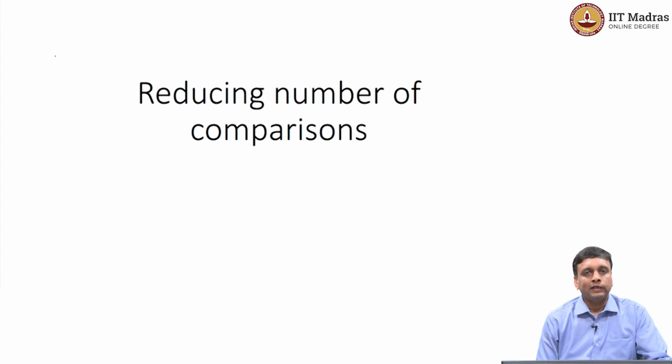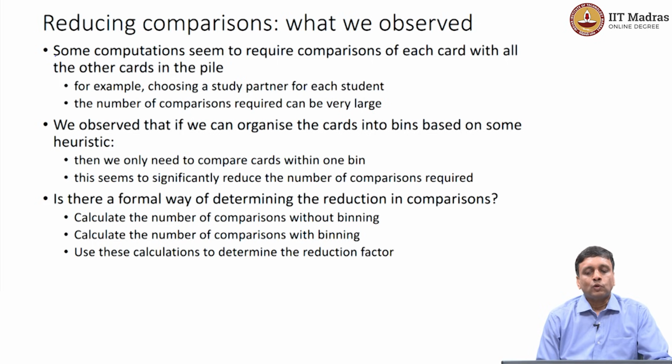So let's try to formally work it out so that there is no confusion about the precise nature of what we have been doing. What we observed is that when we are doing these processes, like checking whether two children have the same birthday, we have to compare each card with every other card in the pile, right? We did this also for checking study partners, math marks. We wanted to check if the marks were comparable and so on. And one thing we saw was that if we do this blindly, checking everything against everything, then the number of comparisons can be very large.